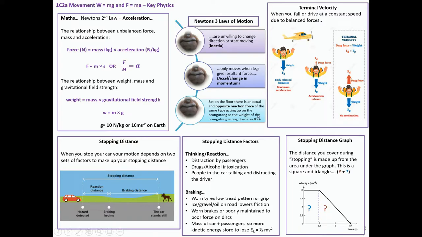Third law: if you sat on the floor, there's an equal and opposite reaction force of the same type acting up on the orangutan as the weight of the orangutan acting down on the floor. So you've got to have two objects, and they've got to be the same type of force.